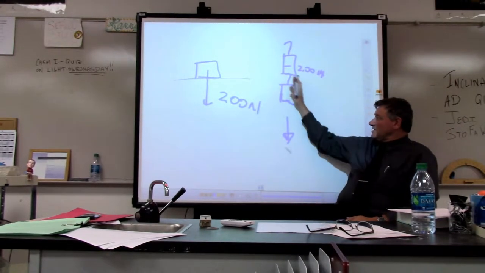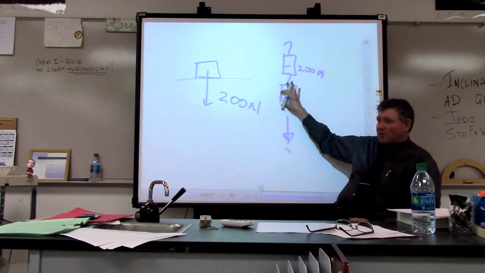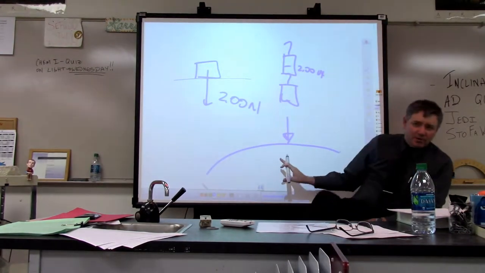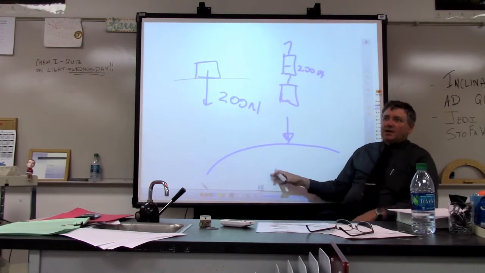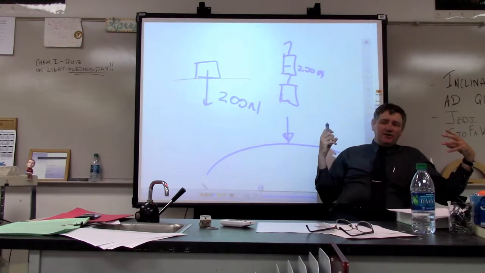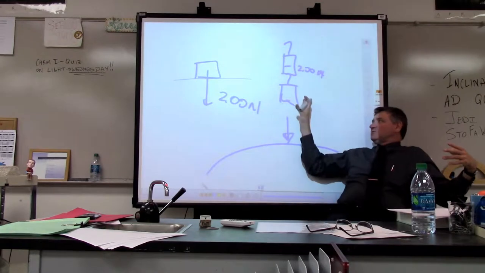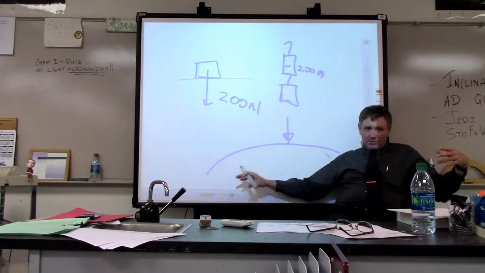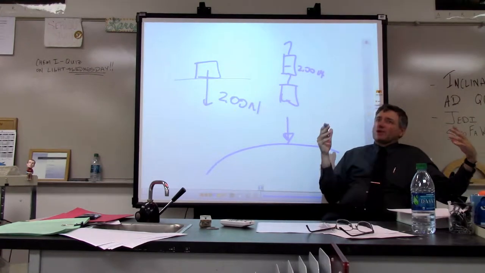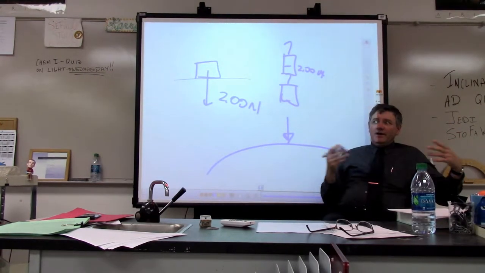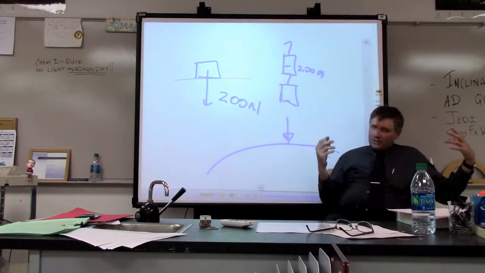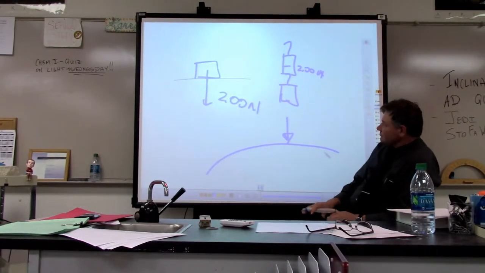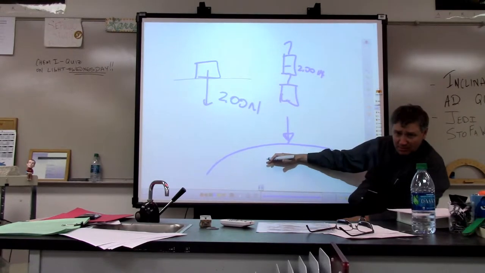Basically, this happens because every particle in this block of wood is attracted to every particle on this rock that we're on. And the sum total of all of those attractions between every particle in here and every particle in the Earth added together is only 2 newtons, okay? Relatively, that's a pretty weak amount of force. So this is one force acting down.